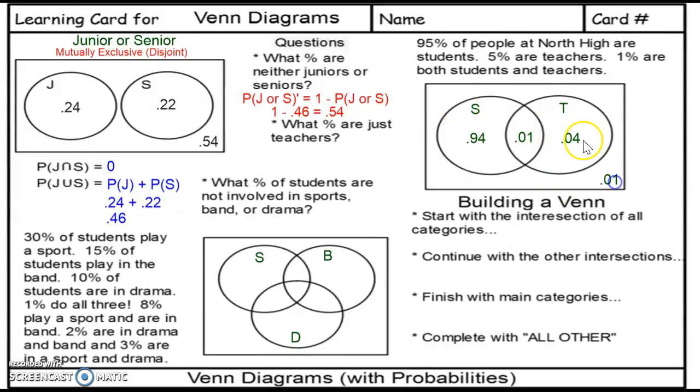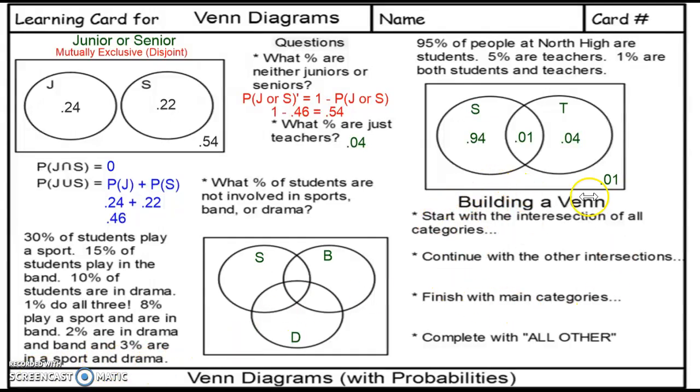So let's put things back where they belong. There we go, 4%. All right, well, what about this scenario over here? It says 30% of students play a sport, 15% of the students play in band, 10% of the students are in drama, 1% do all three, 8% play a sport and are in band, 2% are in drama and band, and 3% are in a sport and drama.